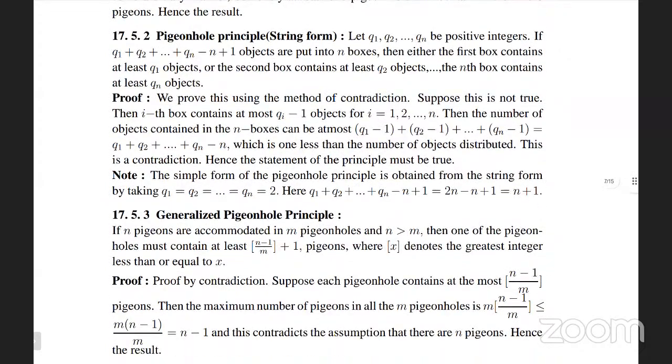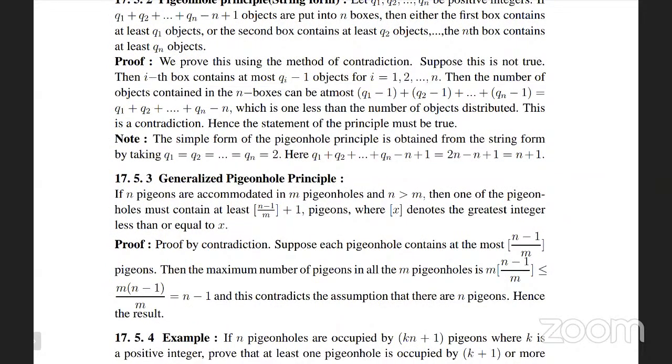So what should I do here? From the proof point of view, I will take the contradiction first. Suppose it is not true, so the ith box contains at most Qi minus 1 objects for i equal to 1 to n. Then the number of objects contained in the n boxes is at most Q1 minus 1 plus Q2 minus 1 plus so on Qn minus 1, which equals Q1 plus Q2 plus so on Qn minus n. This is 1 less than the number of objects distributed. This is a contradiction. Hence, the statement of the principle must be true.